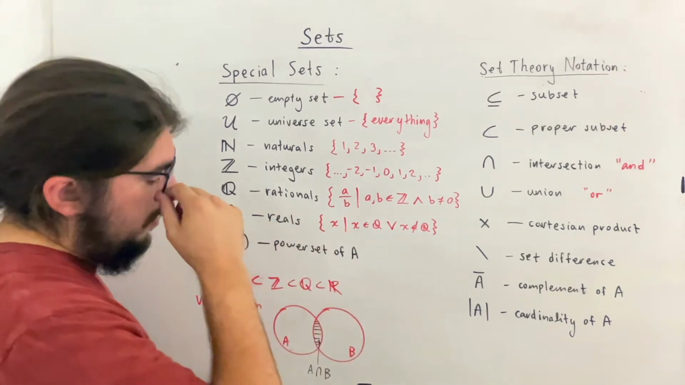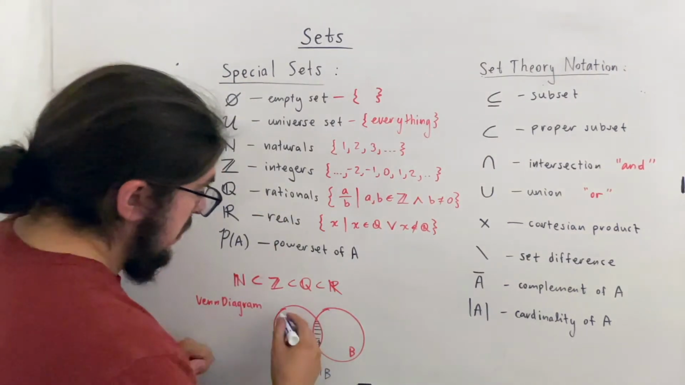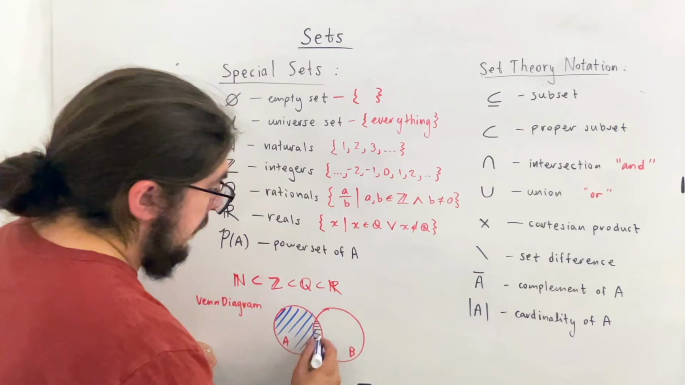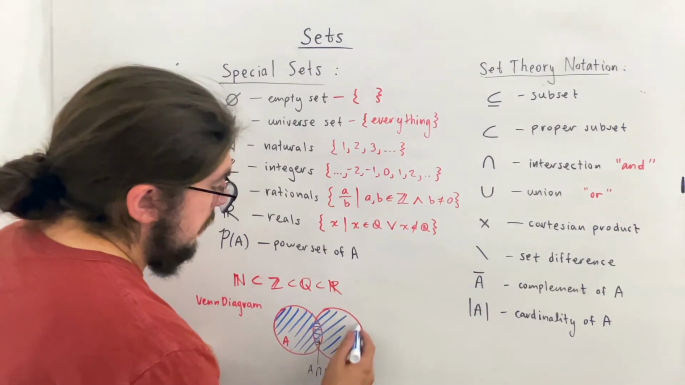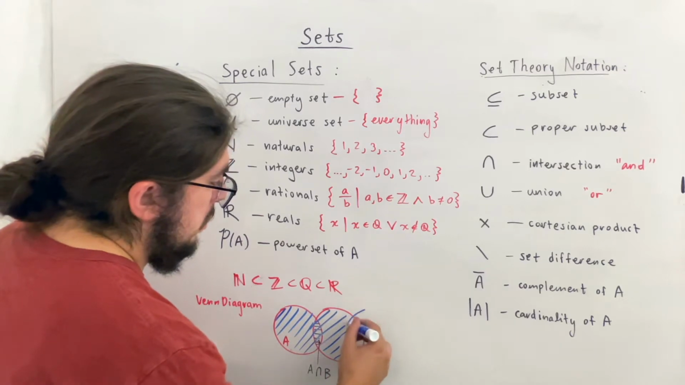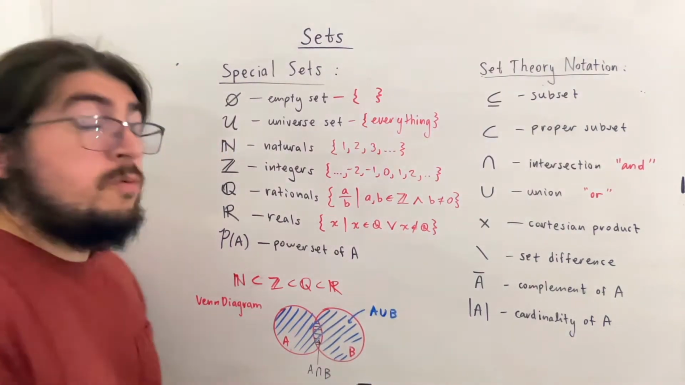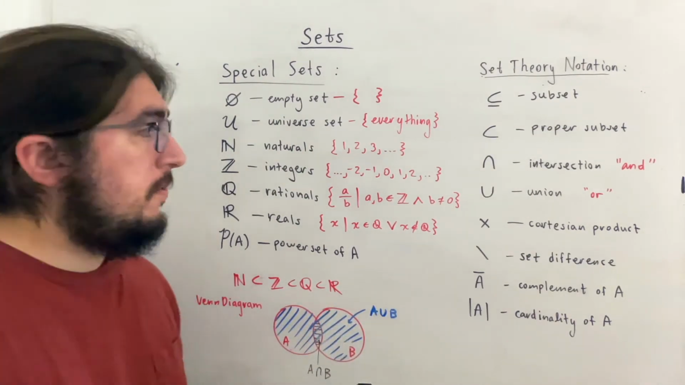What about for or? Well, for or, it would be everything. So let me just kind of shade this all in blue. It's the set of all elements that are either in A or in B or possibly in both. So this right here, everything in blue, is the union of A and B. The set of all elements that are either in A or in B or in both.